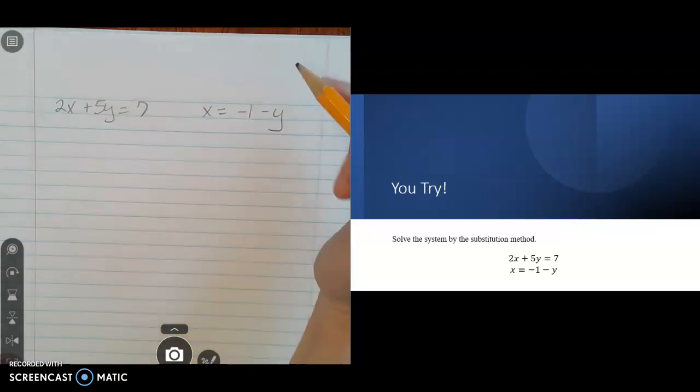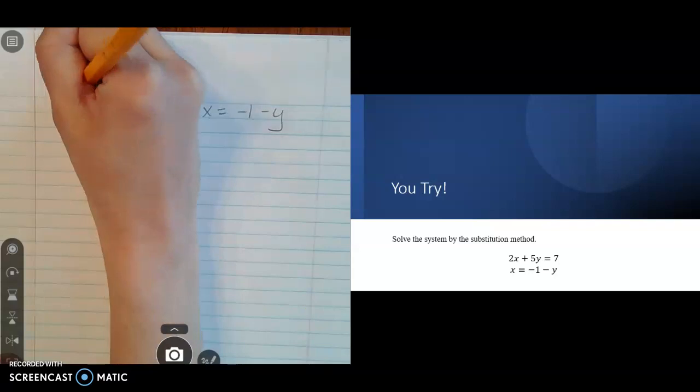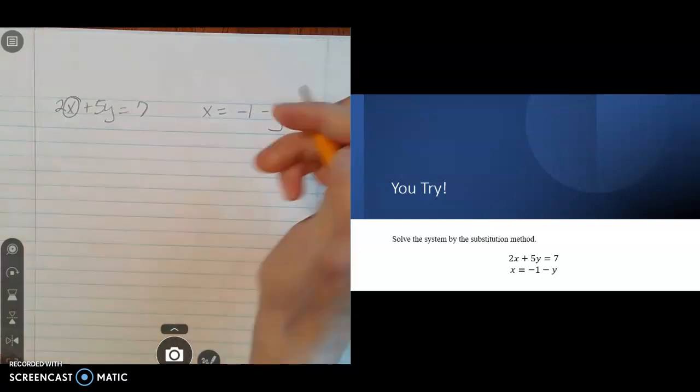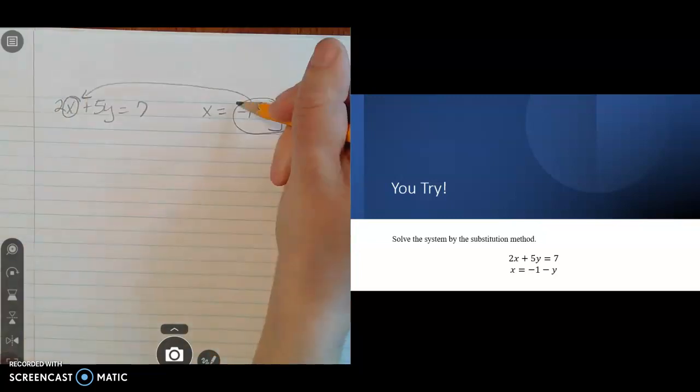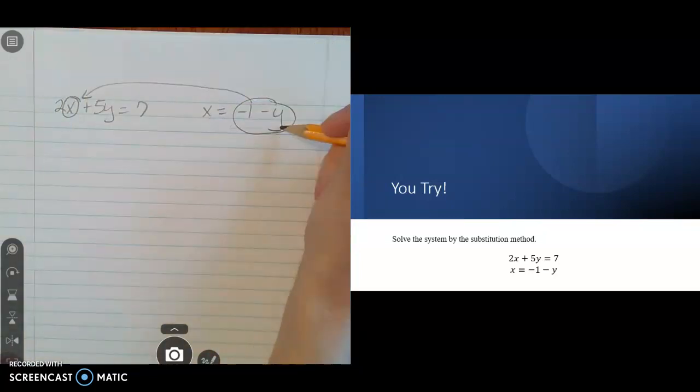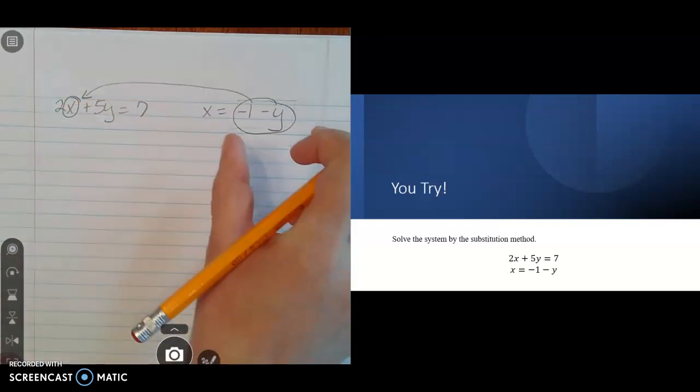So since this is the second equation, we're going to substitute it into the first one. So where there's an x, you're going to put in the negative 1 minus y. Imagine taking some scissors, you're going to cut this part out. And imagine putting a glue stick right here, and that's where it's going to go.